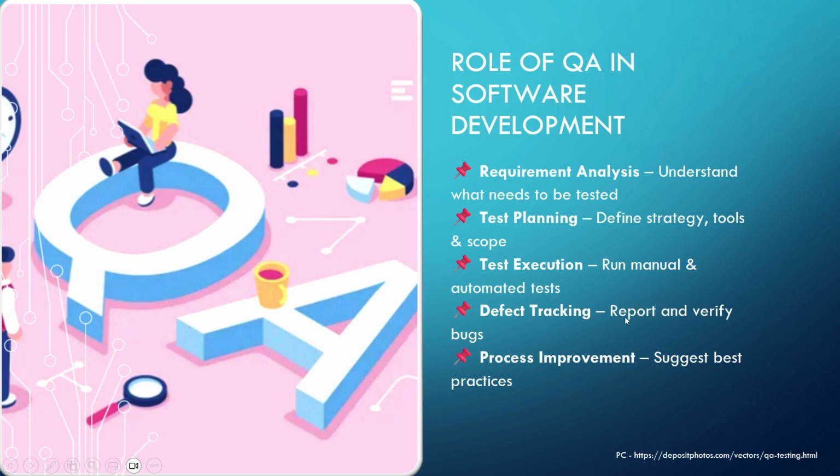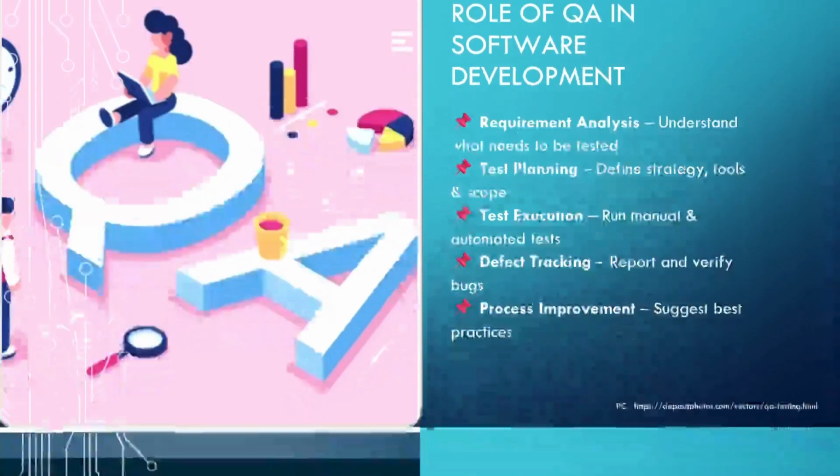Then if a defect comes, for example, you are doing some kind of testing on an application and there are some defects in it, we do the defect management. We report those defects to the developers and maintain the record of those defects on some portals so that we can track those defects for the future, and we make the process an improved one. We suggest some practices to make the application more reliable and better performance-wise. So these are the roles of a QA in software development.